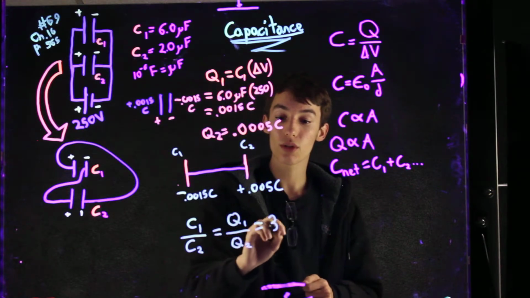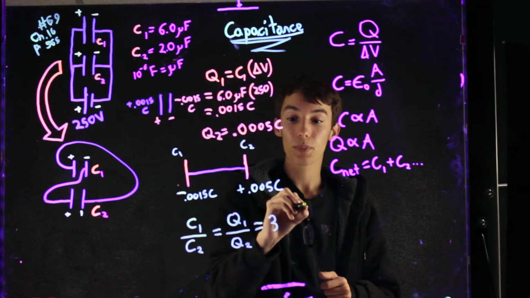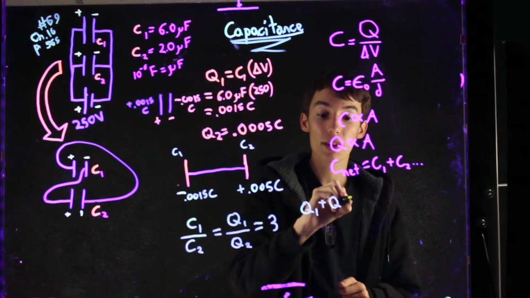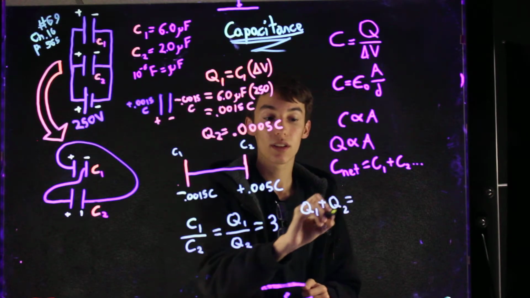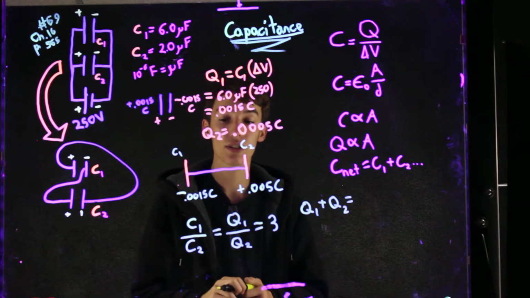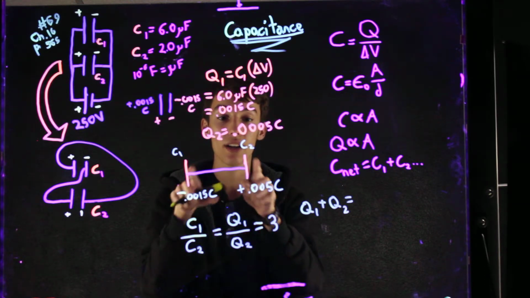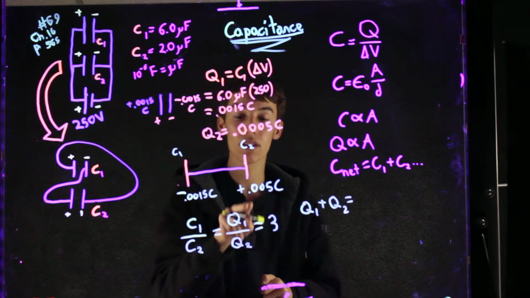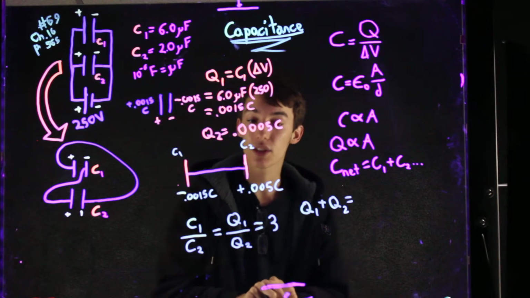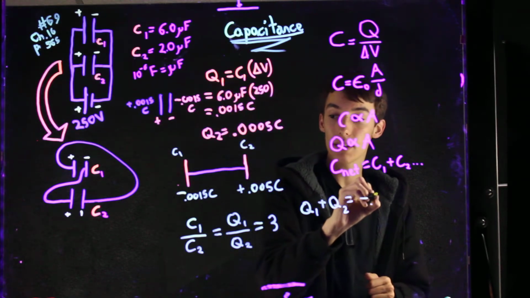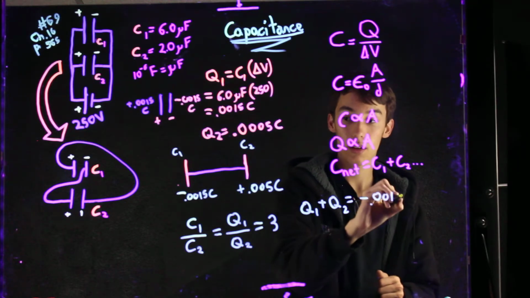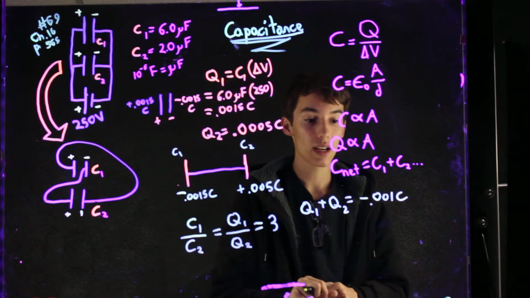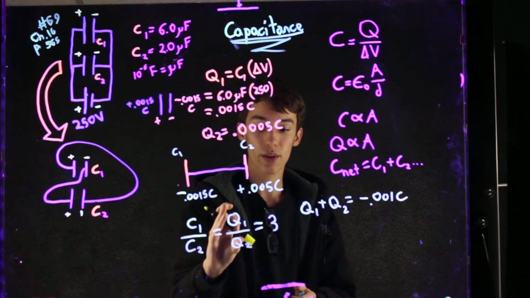So since Q1 over Q2 equals 3, we also know that the sum of the charges on Q1 and Q2 must be equal to the sum of the charges that was there initially. That's your conservation of charge. So the sum of charge that was there initially is taken from adding these two amounts. And so negative 0.0015 plus 0.0005 is going to be equal to negative 0.001 coulombs.